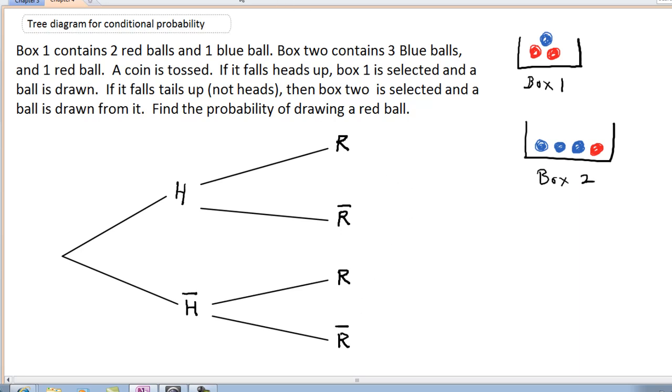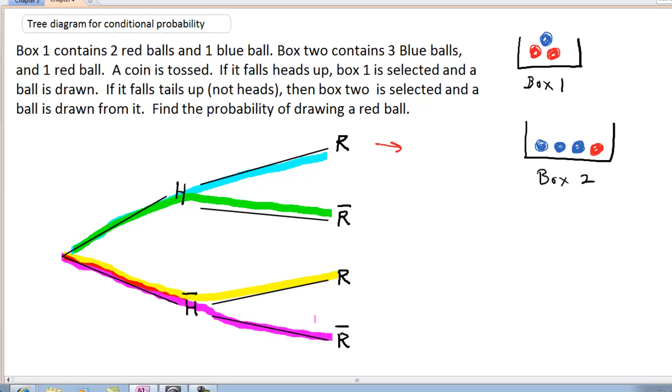And the end result, let me do this. The end result will be a head and a red on this path. This results in a head and a red. This results in a head and a blue. This results in a tails and a red. And this results in a tails and a blue. Okay, so there are 4 possible paths, and each path has its own probability for its final outcome.